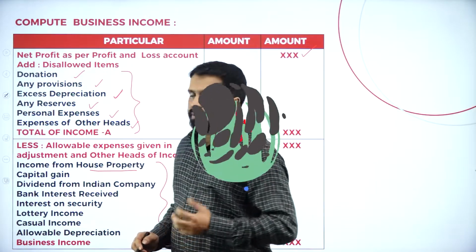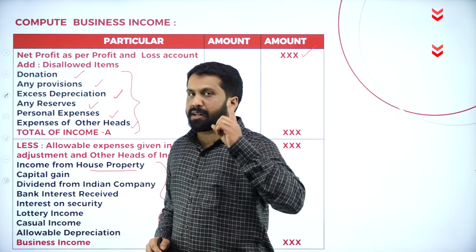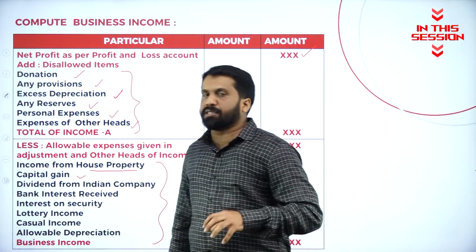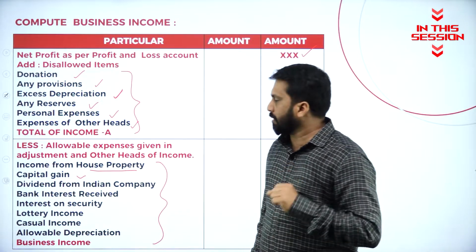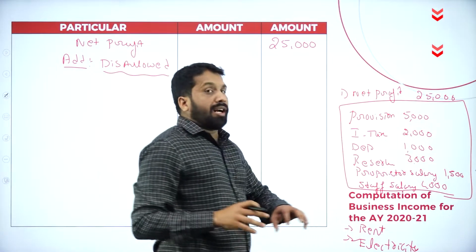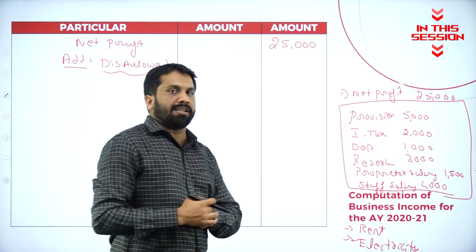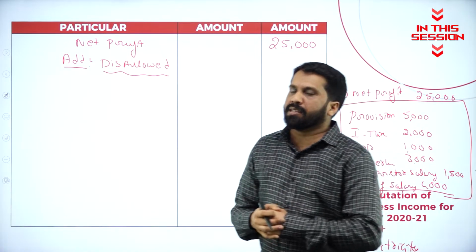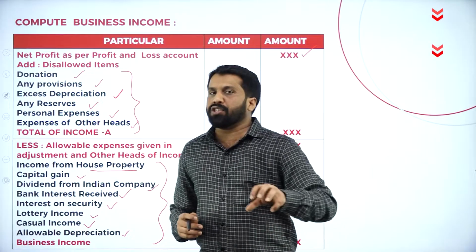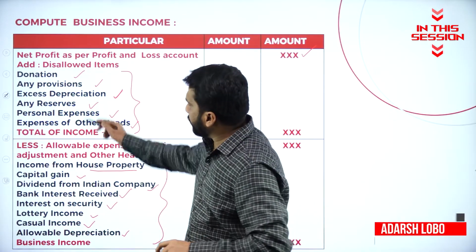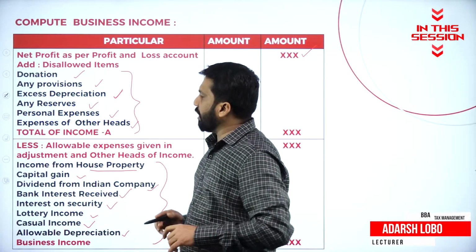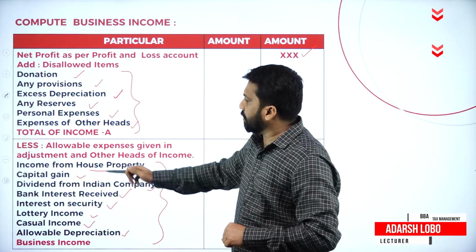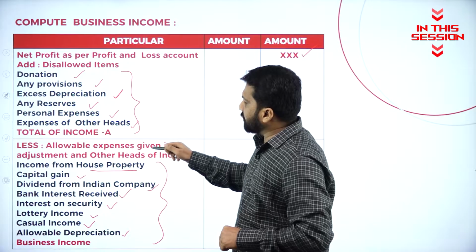Income from house property, you know we calculate under house property, not under business. Capital gain is not your business income. Disallowed means items which are not related to business. As I told you, any provisions, any reserves, all come under disallowed items. Depreciation as per accountancy, write it in the disallowed items. Depreciation as per income tax, write it under your allowable expenses.